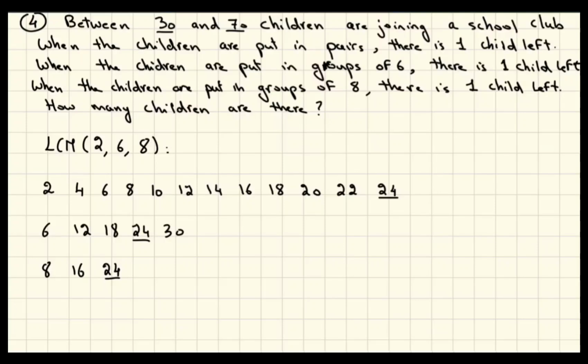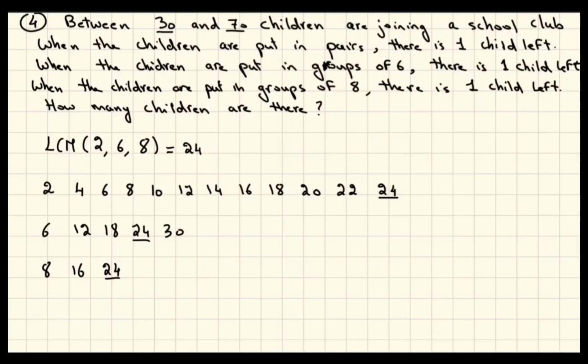So basically the least common multiple of 2, 6 and 8 is 24. Now we have one child left, so I need to add 1 to it. I get 25. However, 25 is not a number between 30 and 70, so it doesn't work. In this case, you need to try to do something else.